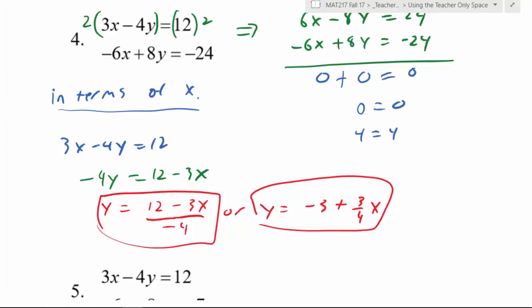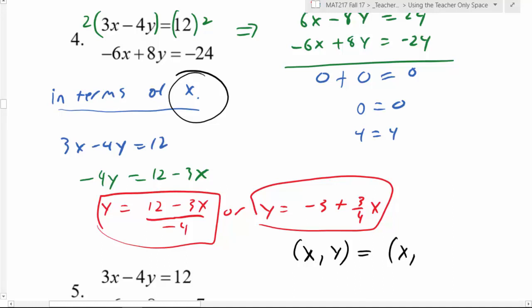But here's how you write your answer. It's still an ordered pair, right? It's still the concept of a system of equations. Normally our answer is an x value and then a y value. The problem wants it in terms of x, so I can have x's, I'm not allowed to have y's. Therefore my answer is any x value, you pick it, any x value will work. This problem has infinitely many solutions.